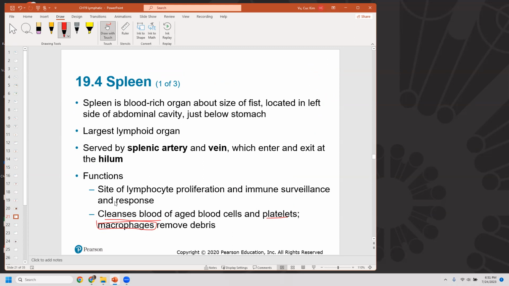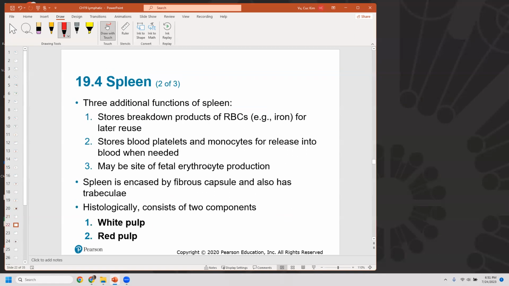Okay, in addition to that, it's also the site of lymphatic proliferation. Okay, so the lymph cells are going to multiply as they respond to infections, potential infections here. So it also plays a role in immune surveillance. Okay. In addition, like we said earlier, it's going to store the breakdown products of red blood cells.